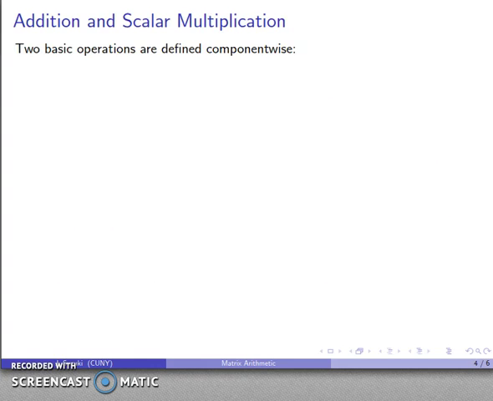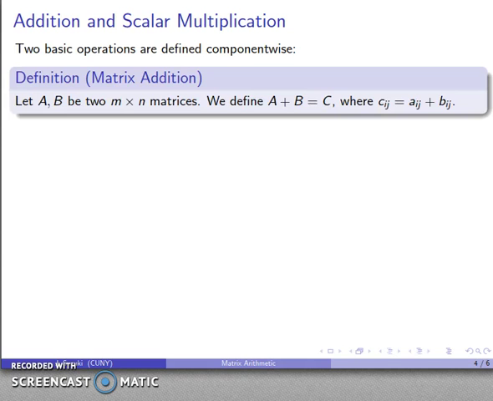Well, if we think about a matrix as an extension of the vector or the tuple concept, then addition and scalar multiplication, we've already defined them for vectors, so we can try and define them in the same way for matrices. And so we'll define these two things component-wise. So let A and B be two m by n matrices. They have to be of the same size. We'll define their sum A plus B equal to C, and we'll define that component-wise.